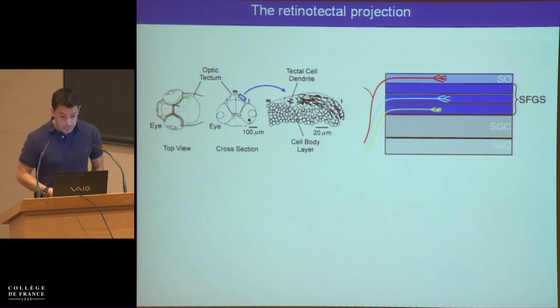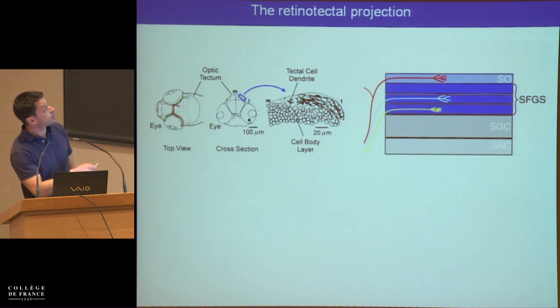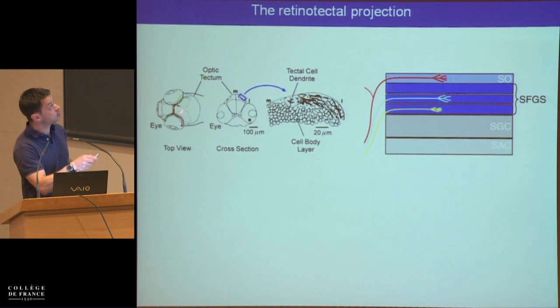Okay, so this is the system that we're working on, the retinotectal projection. In fish, all the axons will cross the retina and project to the contralateral tectum. The projection is entirely crossed. Once the axons get there, they'll terminate in one of 4 major layers. This is the major layer, SFGS. About 80% of the axons will terminate here.